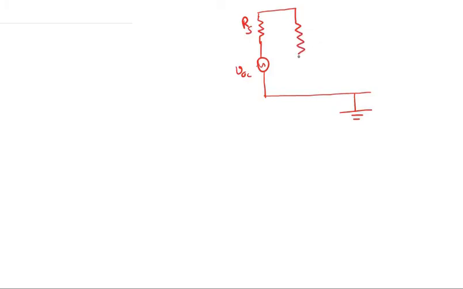Then a resistor RB is connected. Okay, and then this resistor R pi is connected. R pi is basically the base to emitter diffusion resistance, or the small signal base resistance, and there is a voltage drop V pi across R pi. So V pi is basically the AC component of the voltage drop across the base to emitter junction.